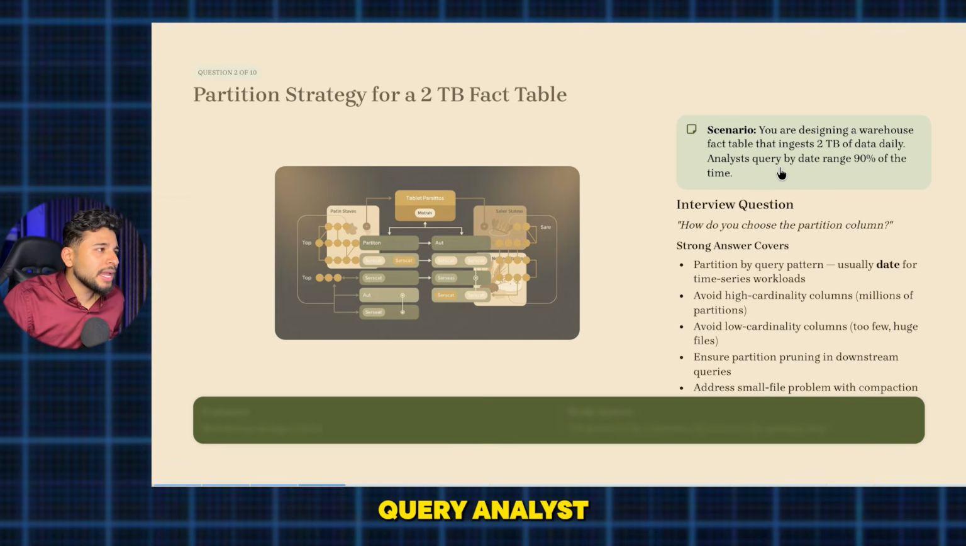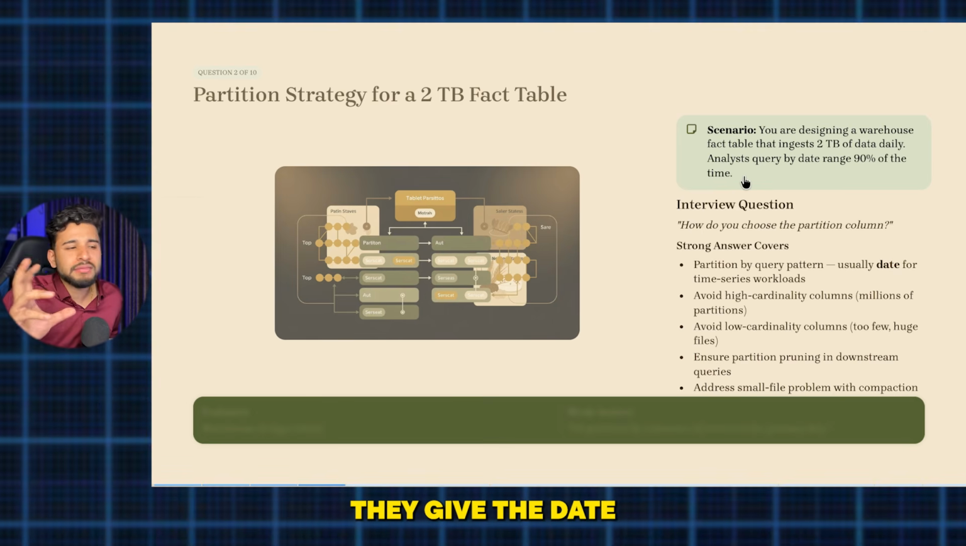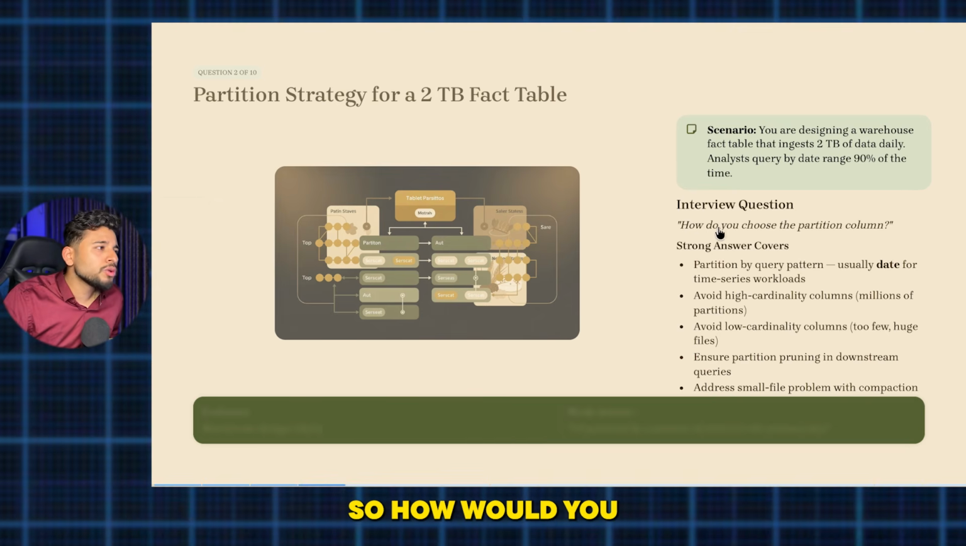Analysts query by date range 90% of the time. Basically, they give the date range in the query, like select this from this table where the date is less than this and greater than this. So how would you choose the partition column? What is the partition column you are going to choose? So what is the answer for it?